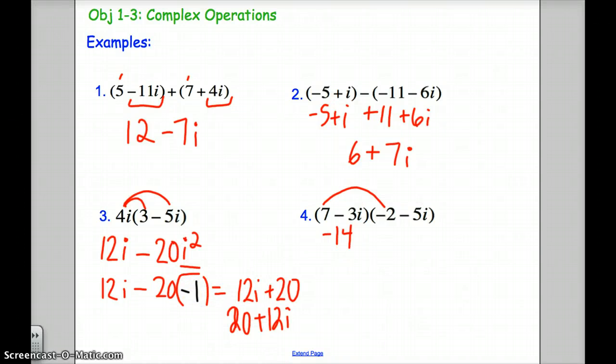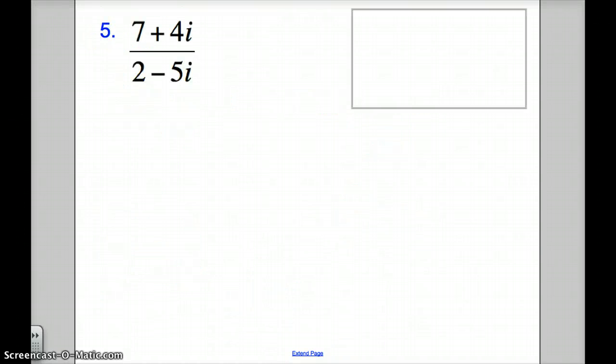So taking a look at the final example here, this example requires some interesting manipulations, something you definitely want to take notes on and pay close attention to when you see these in your assignment. This is a division problem, 7 plus 4i divided by 2 minus 5i. What's really important here is that we don't have a square root in the bottom, and we do have a square root whenever we have i in the denominator, so we have to get it out.